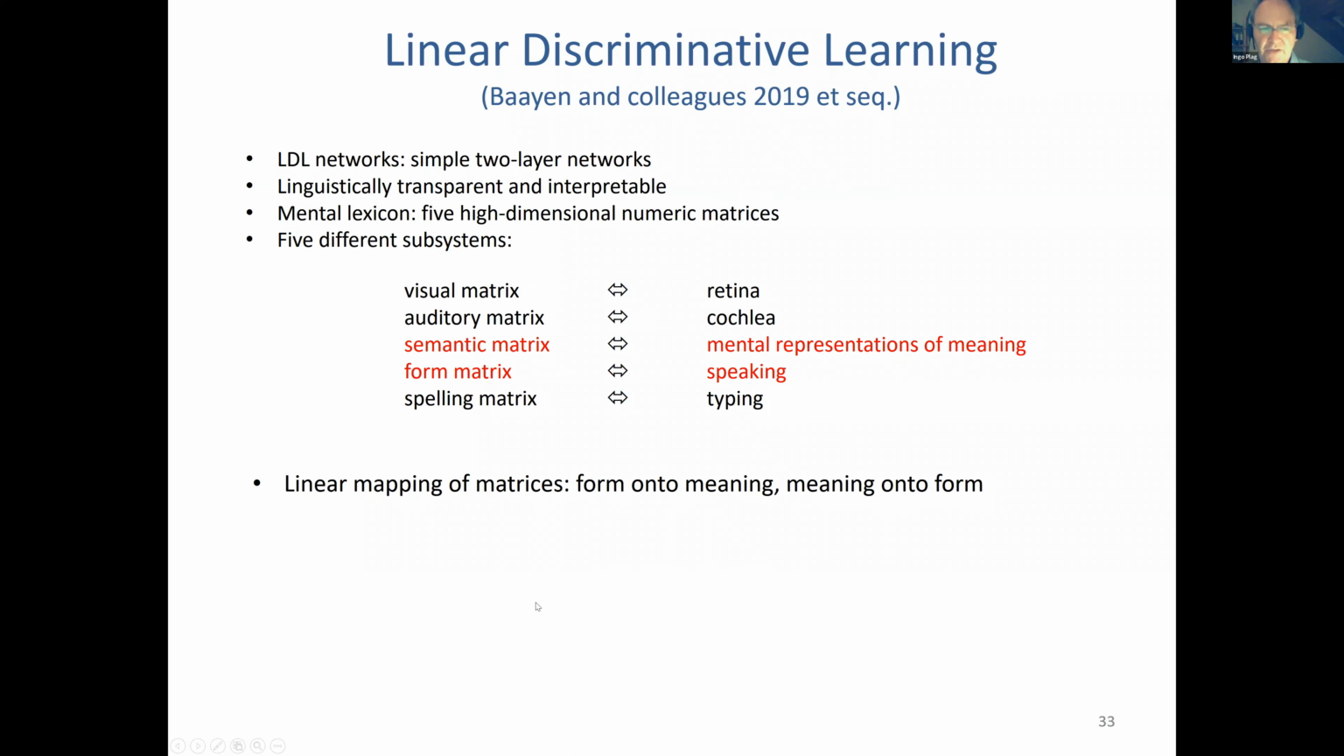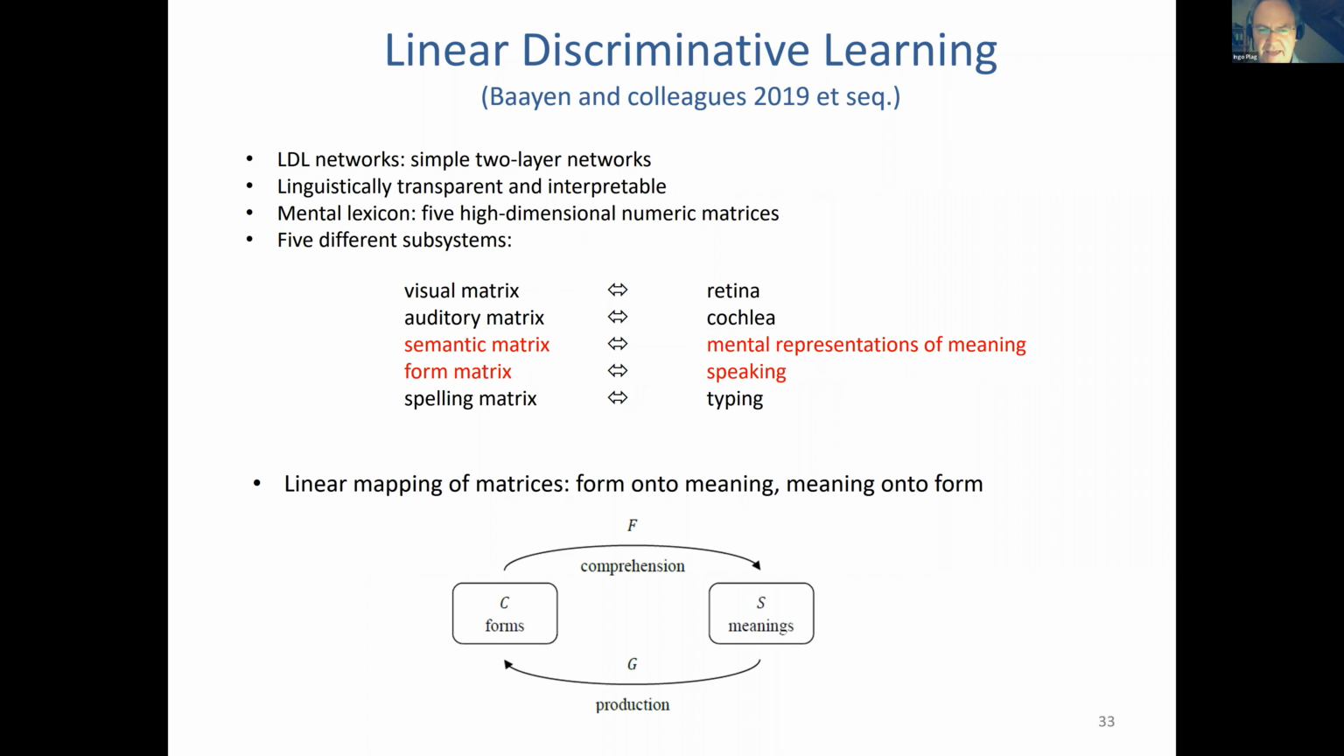And what you then do is a linear mapping. You map form onto meaning and meaning onto form. It's simple math. By mapping forms onto meanings, you model comprehension, and by mapping meanings onto forms, you model production. Okay, very abstract, very hard to understand.